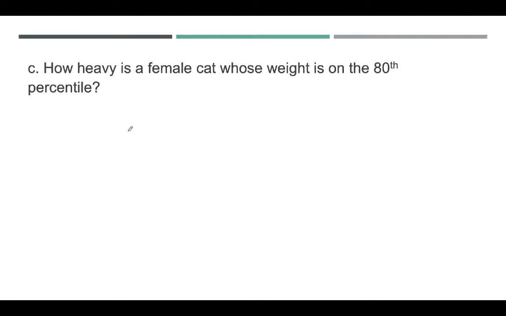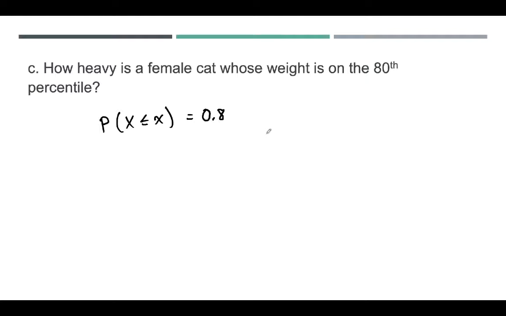Okay, how heavy is a female cat whose weight is on the 80th percentile? Okay, so this is a new language here, the percentile. What the percentile is saying is that it's giving us the percent, or what our z-score actually will be. So whatever this weight is, we don't know what the weight is. Let's say the weight is x, little x, but we do know the probability that something is less than x. That's what they're giving us here, the 80th percentile. So the 80th percentile will be when it's 0.8, or 80%.